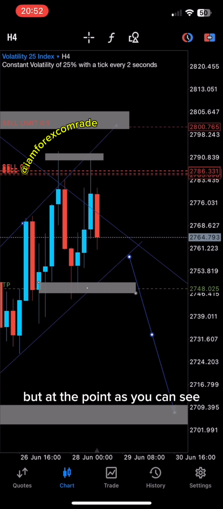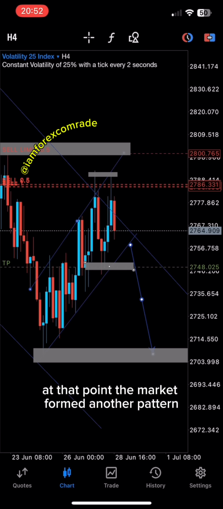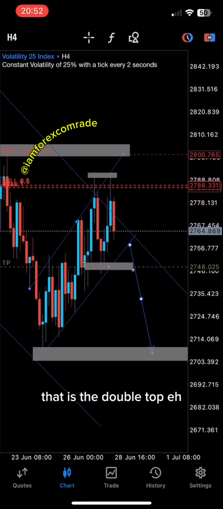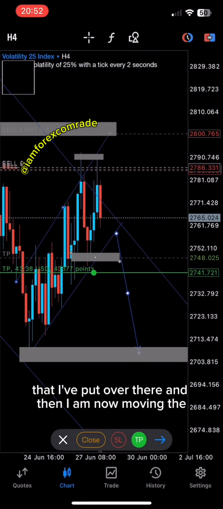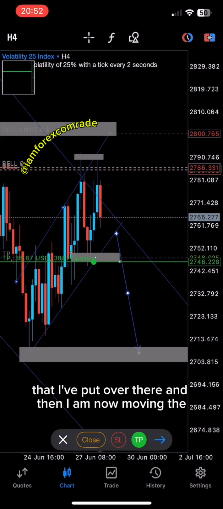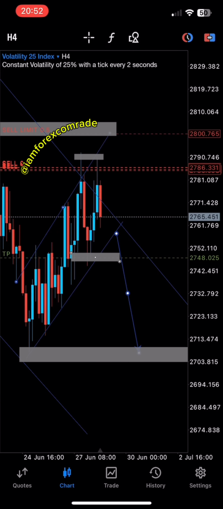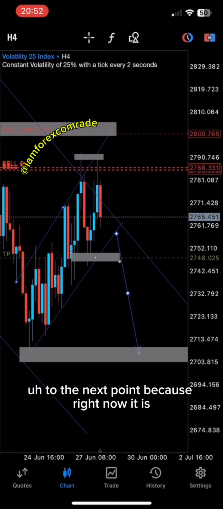But at that point, as you can see, the market formed another pattern, that is the double top, that is marked by that shadow zone that I've put over there. And then I'm now moving the take profit from that point to the next point, because right now it is going to respect that double top. So it means it will sell for a very long time.